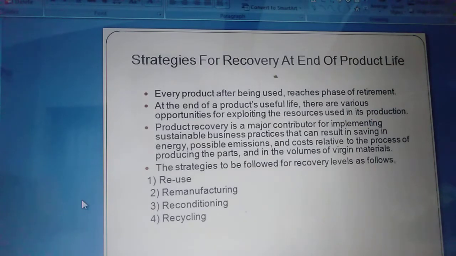So next we have recycling. Recycling refers to the process by which product material destined for disposal is collected, processed and remanufactured into new products. As you know, there are some materials that you can recycle, but some are not possible, so they are to be 100% disposed.